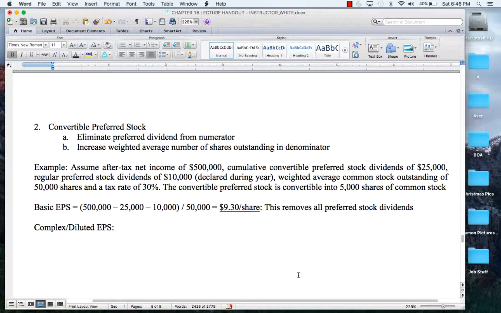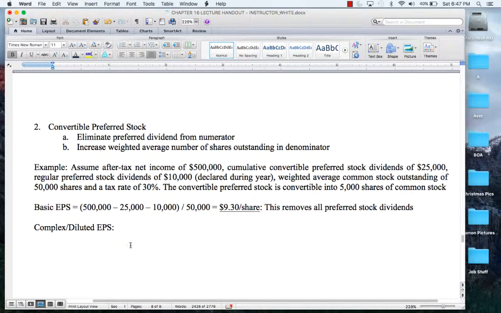After-tax net income of $500,000, cumulative preferred stock dividends of $25,000, cumulative convertible preferred stock dividends of $25,000, regular preferred stock dividends of $10,000, which were declared during the year, the weighted average common stock outstanding of 50,000 shares, and a tax rate of 30%. The convertible preferred stock was converted into 5,000 shares of common stock.